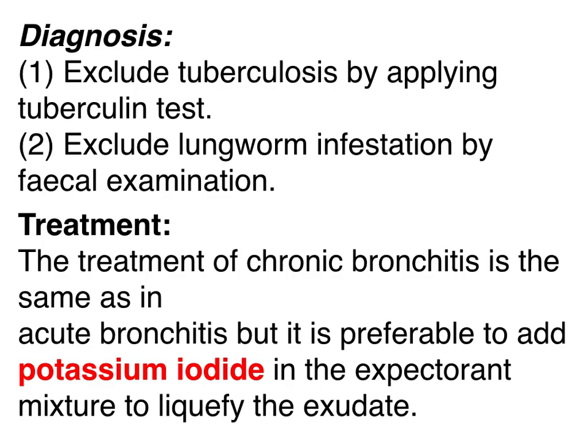Diagnosis: tuberculosis should be excluded by applying the tuberculin test, and lungworm infestation should be excluded by fecal examination using the Baermann technique. Treatment should be given good attention. The treatment for chronic bronchitis is the same as for acute bronchitis, but it is preferable to add potassium iodide اللي يستعمل دائما في حالات القحة المزمنة in the expectorant mixture to liquefy the secretions. Thank you.